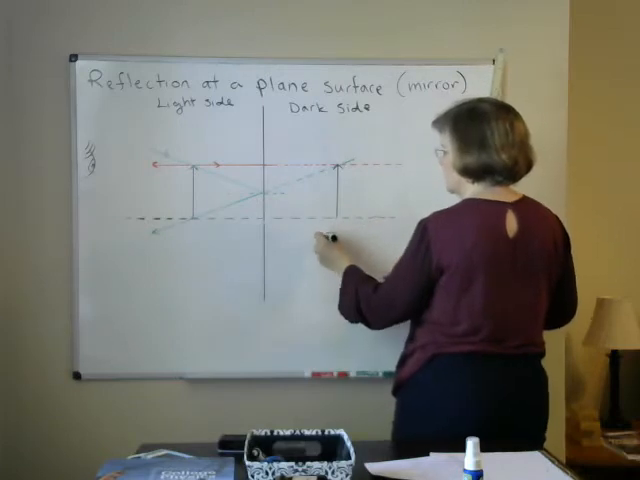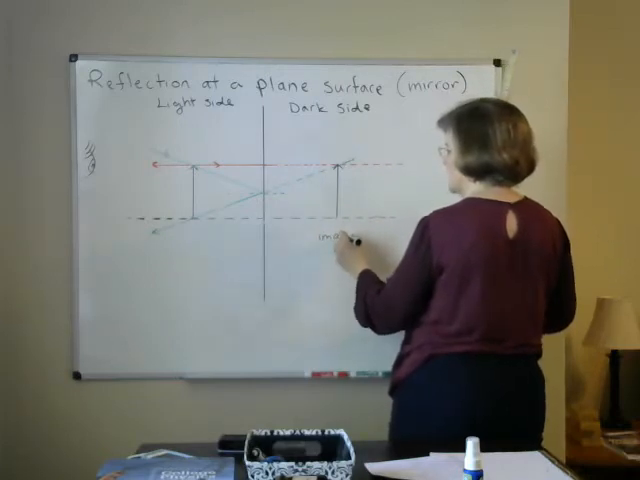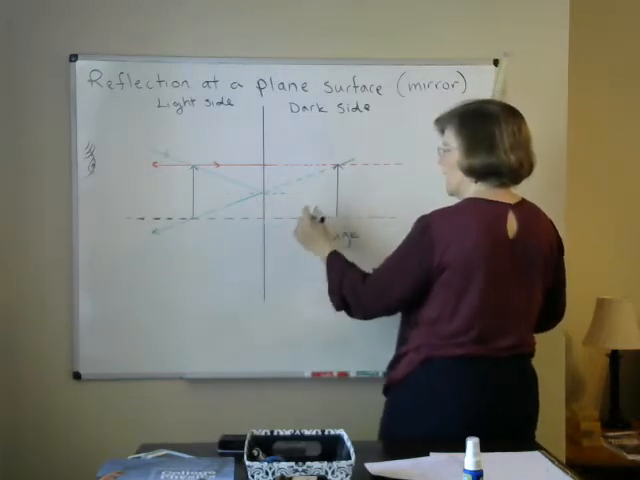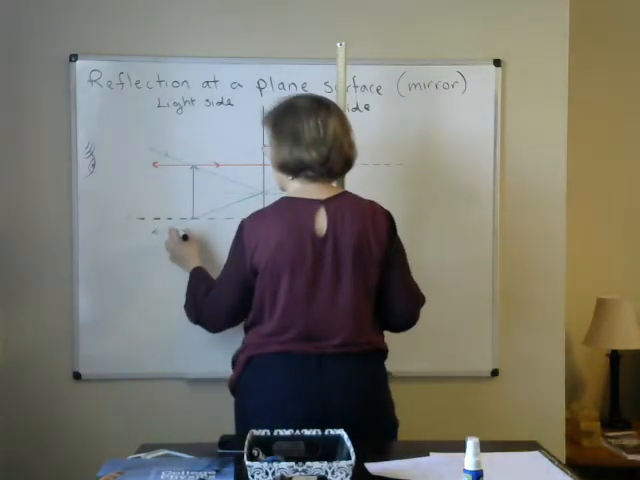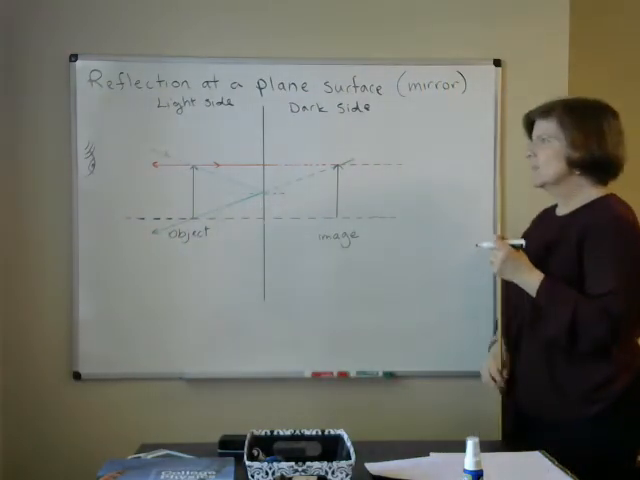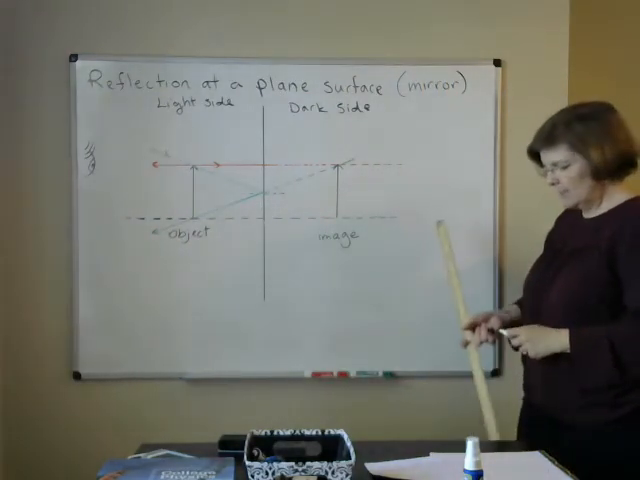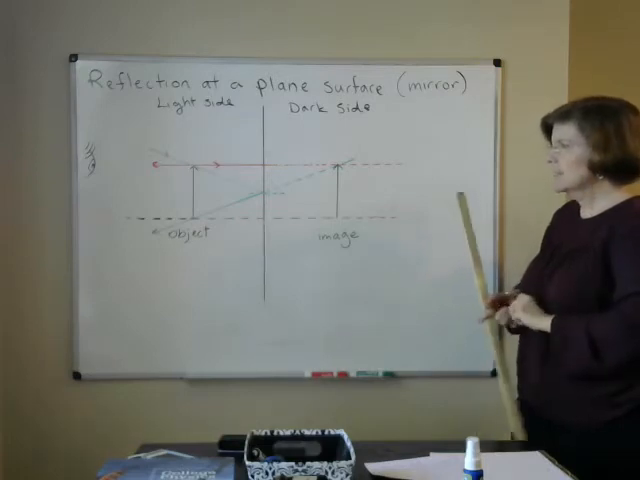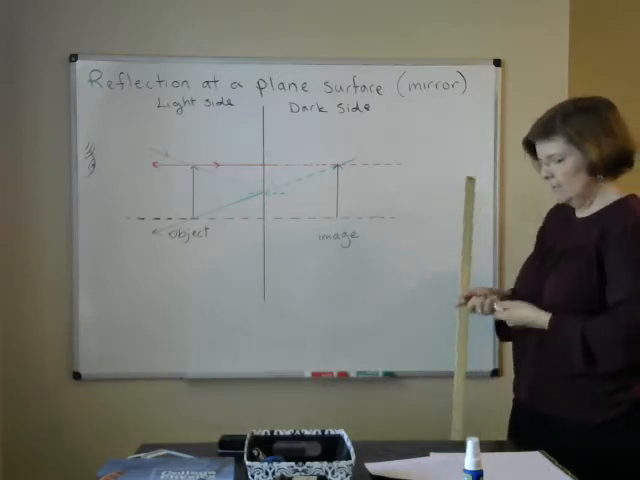Notice our image looks to be the same size as our object. You'll also notice that it's right side up. Now I only did where the tip of the arrow is. I can do the exact same process and think about the base of the arrow.